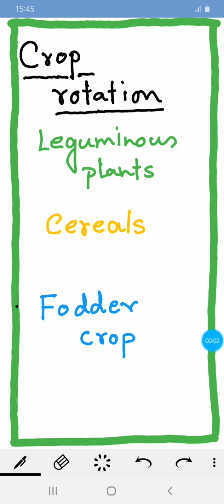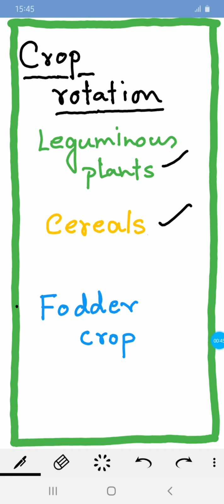Next, crop rotation. The growing of different crops on a piece of land in a pre-planned succession is known as crop rotation. Depending upon the duration, crop rotation is done for different crop combinations. The availability of moisture and irrigation facilities decides the choice of crops to be cultivated after one harvest. In crop rotation, first leguminous plants are grown, followed by cereals. Leguminous plants add nitrogen to the soil because they have nitrogen fixing bacteria.